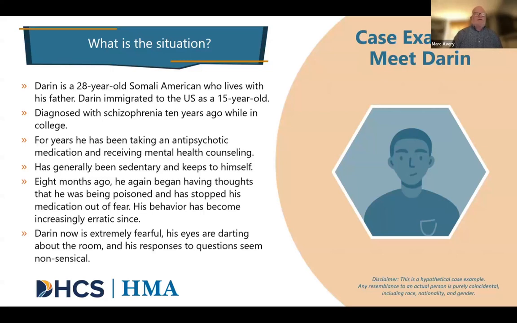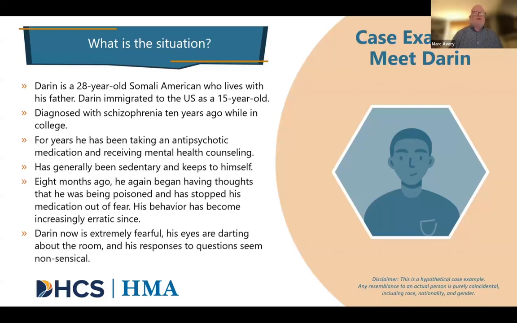However, his father reports that despite the care he receives, he's leading a sedentary lifestyle and generally keeps to himself. 6 months ago, Darren started having thoughts that somebody might be trying to poison him, and thus he stopped taking his medication out of fear. Since then, his behavior has become increasingly erratic and he has been spending many nights on the streets. Yesterday, he was brought to the emergency room after somebody found him walking down the street and appearing to yell out at imaginary persons.